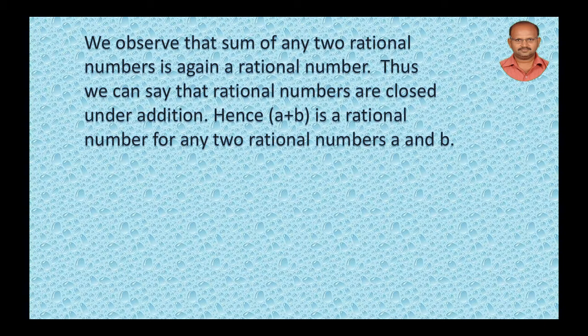We observe that the sum of any two rational numbers is again a rational number. Thus, we can say that rational numbers are closed under addition. Hence, a plus b is a rational number for any two rational numbers a and b. That is, for all a, b belongs to Q, a plus b belongs to Q.